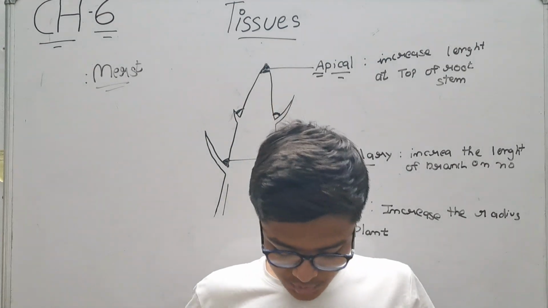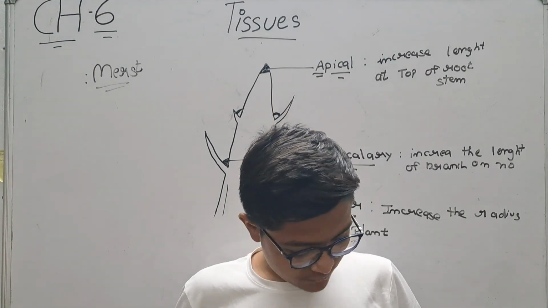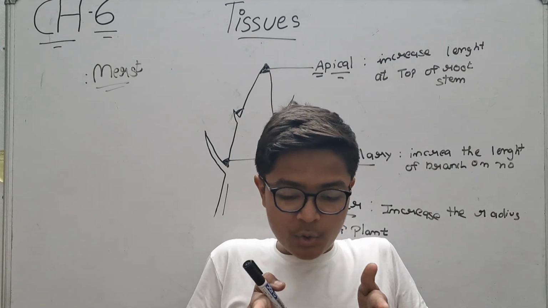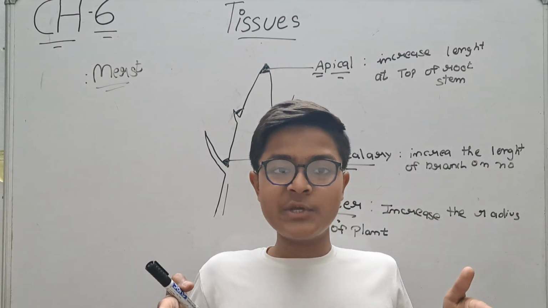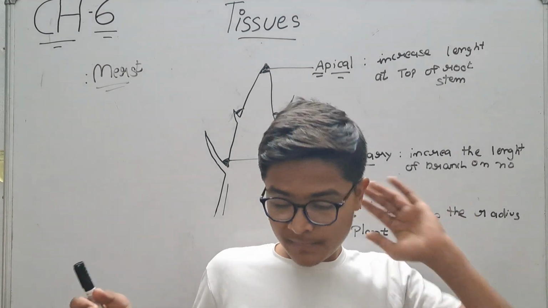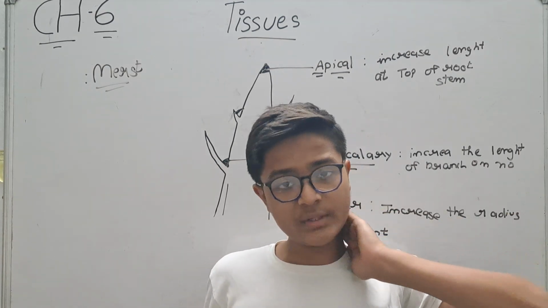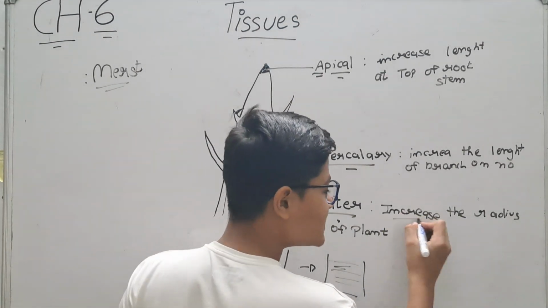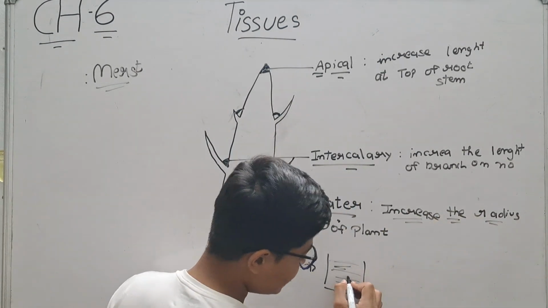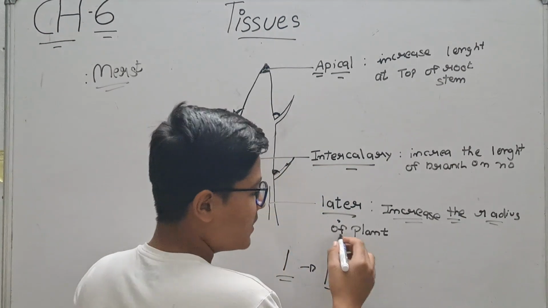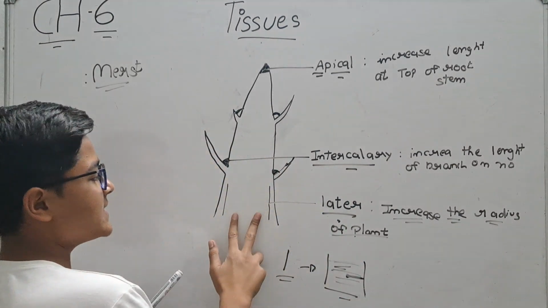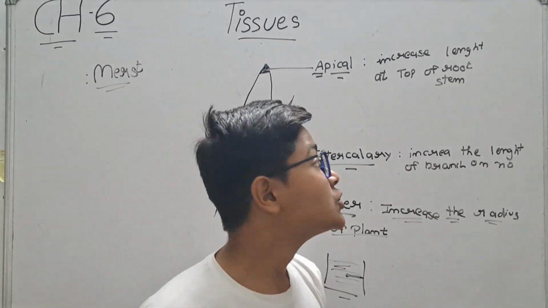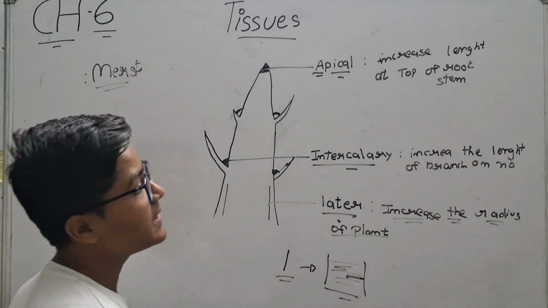When you were born, your body was about this much. But when you grow, you increase in length as well as in breadth. Increasing in breadth is known as increasing in the radius of the plant. So the lateral meristems are present at the sides of the trees and plants. So here we have completed our meristematic tissue.